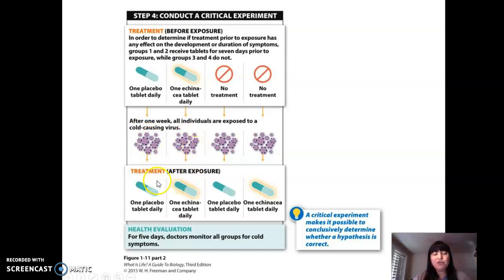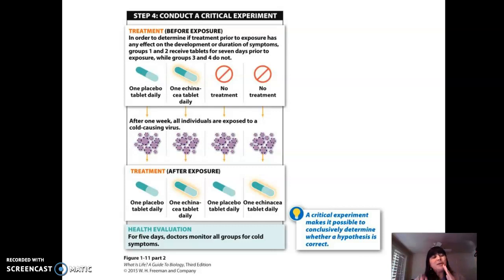Then after exposure, the control group keeps getting the placebo. The experimental keeps getting the echinacea. Then we need our results. How are they going to evaluate health and wellness? So it says health evaluation. For 5 days, doctors monitor all groups. So for 5 days, doctors are going to ask, how are you feeling? What are the symptoms of the cold? Right? Runny nose, sore throat, itchy throat, cough, sneezing, and so on.